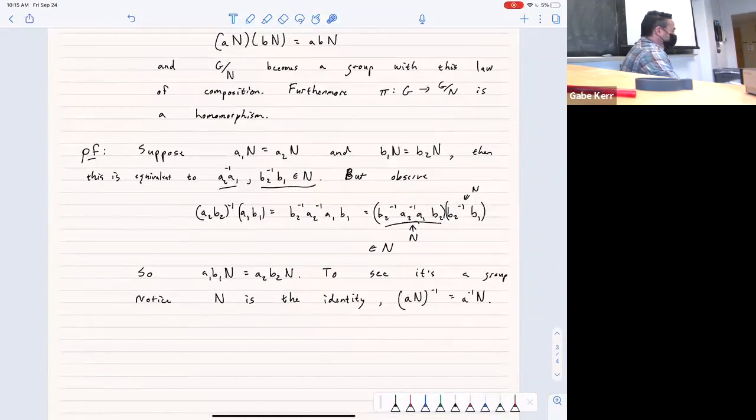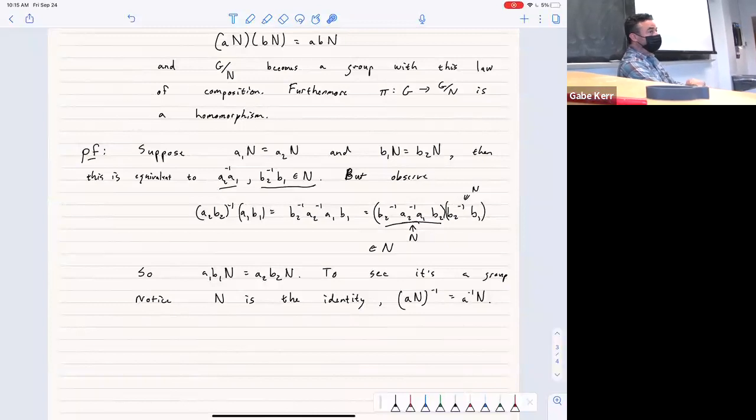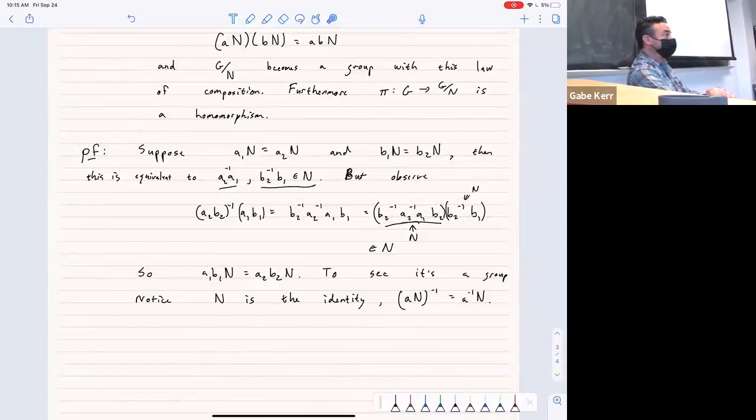Associativity follows just from the associativity of the product in G. It's not a subgroup of something. It's a group. What is it a group of? It's a group of subsets of G. You've got these big partition subsets and you're multiplying them together. The other subsets. Okay. It'll work.